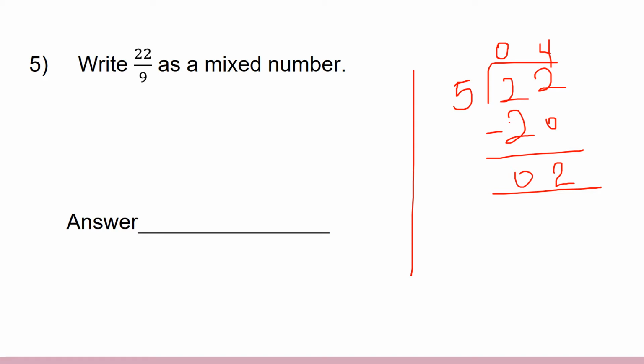So we are getting 4 with a remainder of 2. How do we write this as a mixed number? The answer we get, we write it as the whole number 4. The remainder is 2 over our denominator, which is 5. So the answer we are getting is 4 2/5.